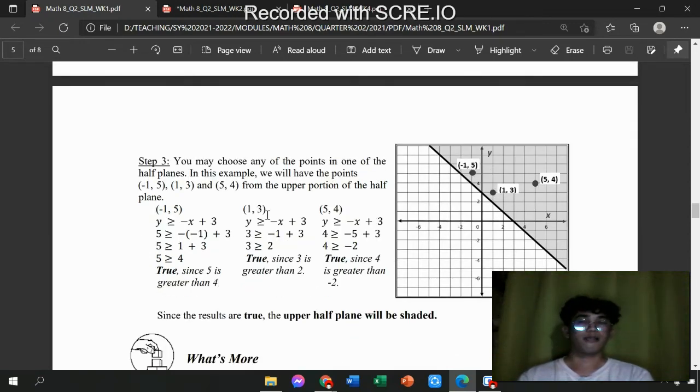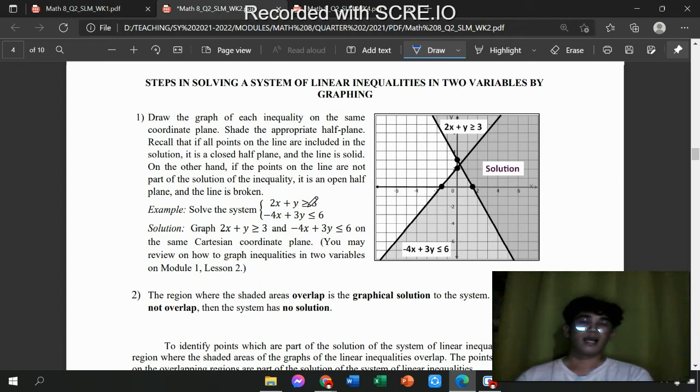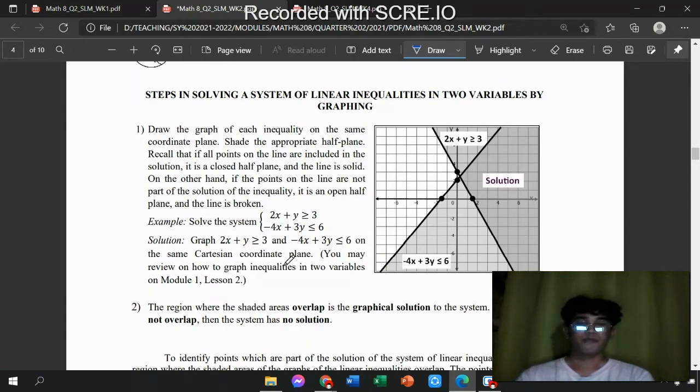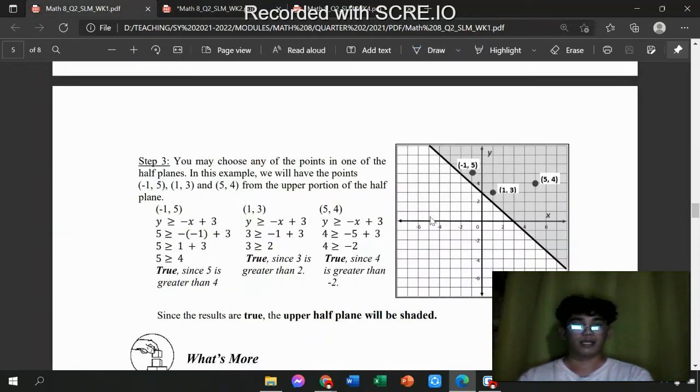Nakahinumdum na sa atong module 1? So ingani na pag-determine kung asa nga half plane mag-shade. So ari sa example sa module 2, duha na karing sa module 1 kay isa ra man ka inequality. Isa ra atong line, isa ra ang atong line ug isa ra ka shade.